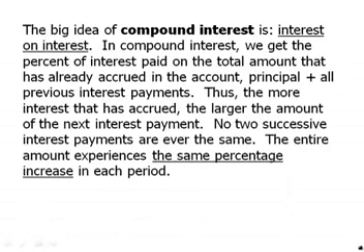The big idea of compound interest is interest on interest. In compound interest, we get the percent of interest paid on the total amount that has already accrued in the account, principal plus all previous interest payments. Thus, the more interest that has accrued, the larger the amount of the next interest payment. No two successive interest payments are ever the same, so the dollar amount is always different. The entire amount experiences the same percentage increase in each period. So that's what stays the same. It's not the dollar amount that stays the same, it's the percent increase that stays the same. That's what's going on in compound interest.